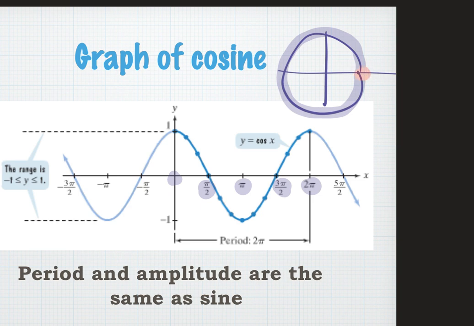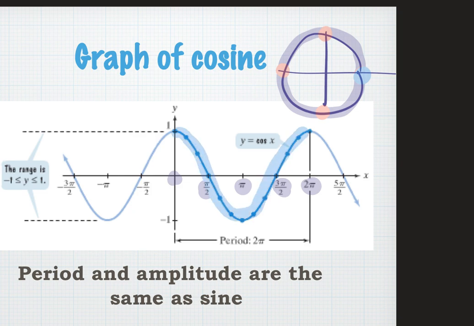Then the x starts at 1. At pi over 2, the x is at 0. At pi, it's negative 1. At 3 pi over 2, it's 0. And then it would double back around to 1. So that's how this curve gets formed.